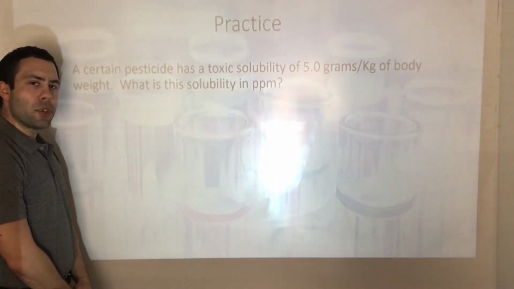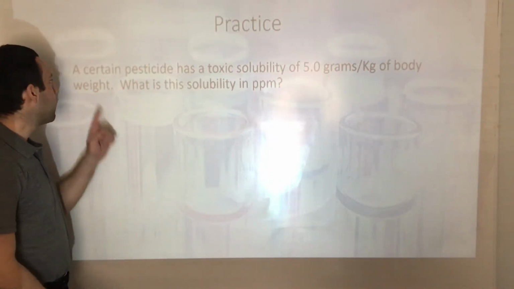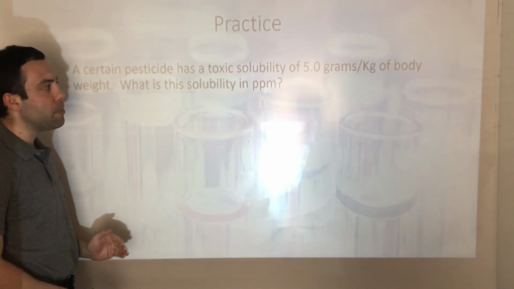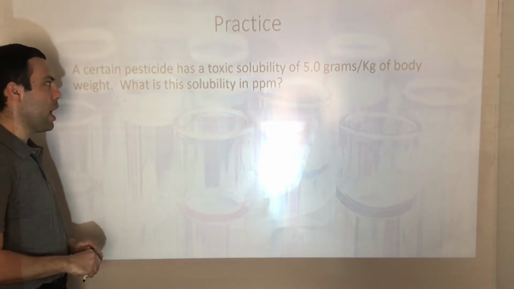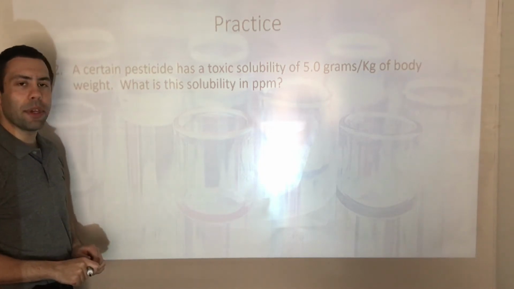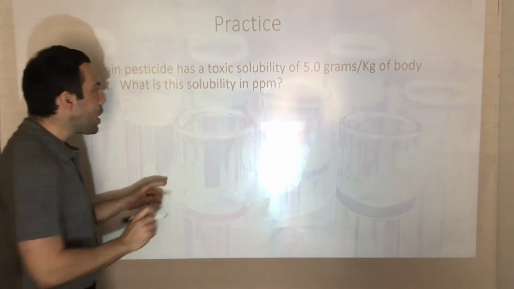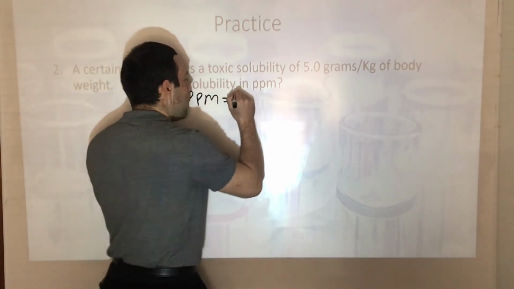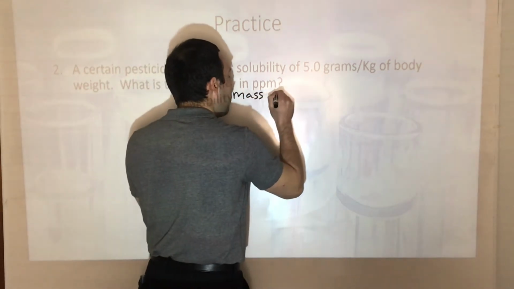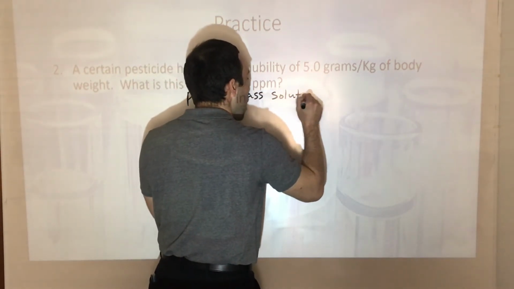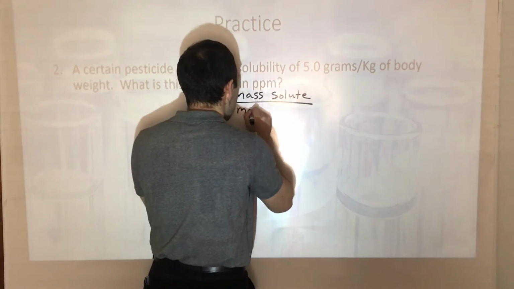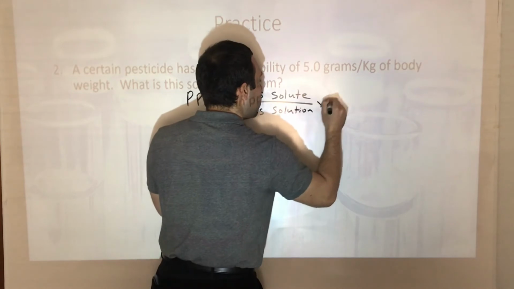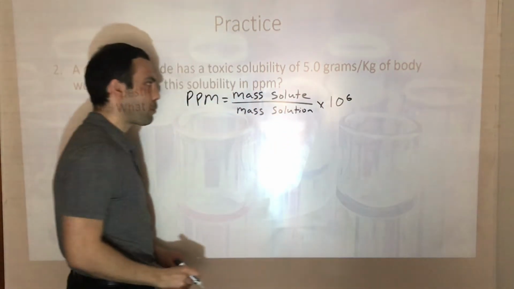Problem number 2 is a little bit trickier. Problem number 2 states, a certain pesticide has a toxic solubility of 5.0 grams per 1 kilogram of body weight. What is this solution's solubility in ppm? Before we get started, we should write our formula. ppm equals mass of solute over mass of solution times 10 to the 6th.